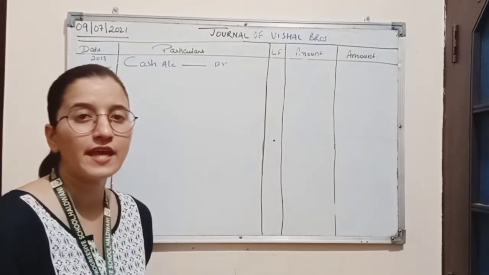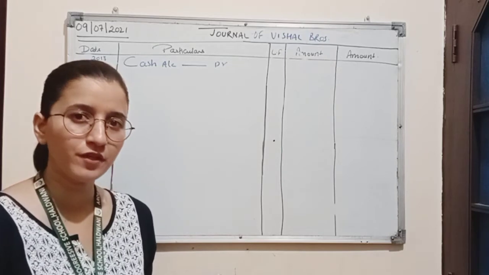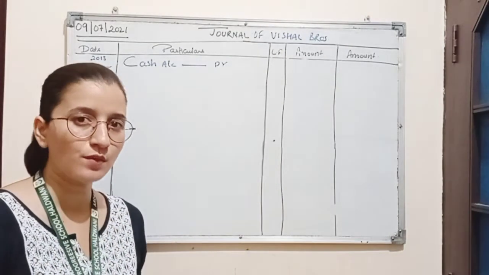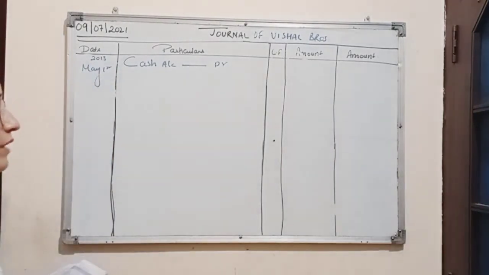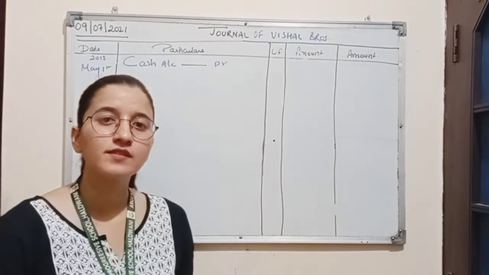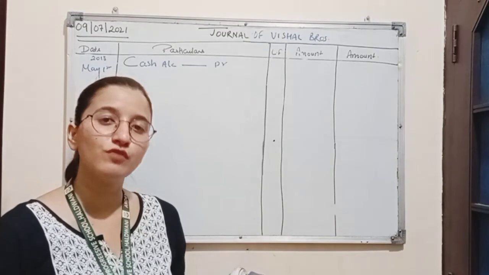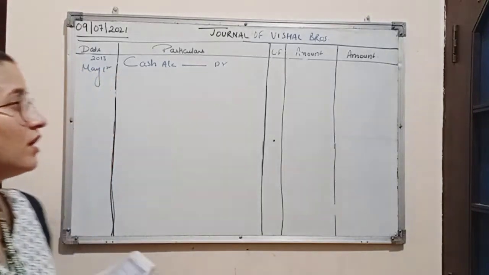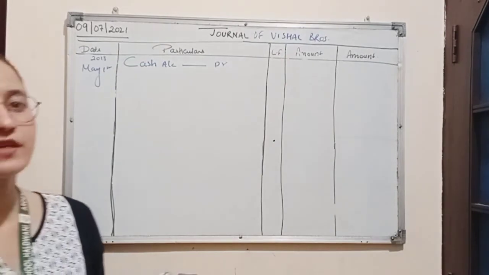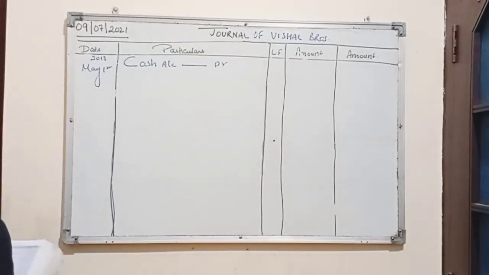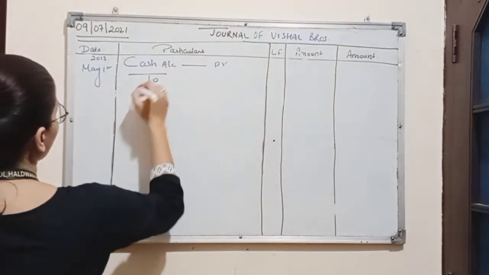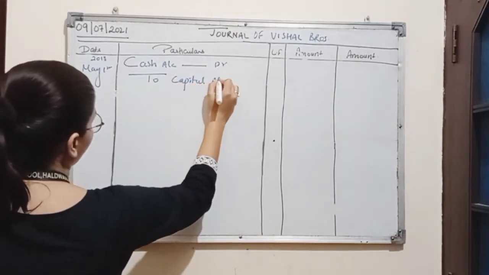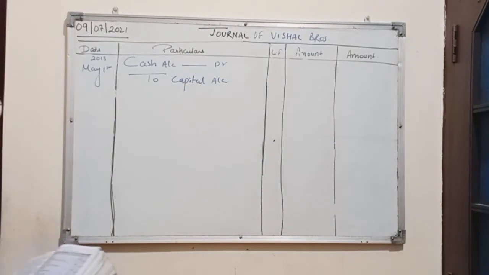Now this cash is paid by the proprietor of the business. That means proprietor's capital account is affected. So here we know capital account is a personal account and the rule for personal account is debit the receiver, credit the giver. So here the giver of cash is the proprietor. So that is why we will credit proprietor's capital account according to the rule of personal account.